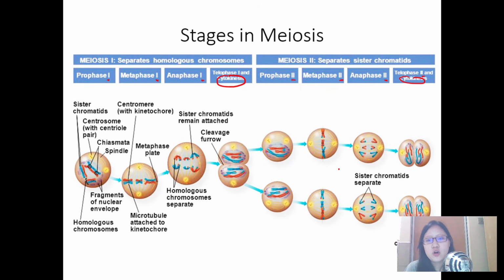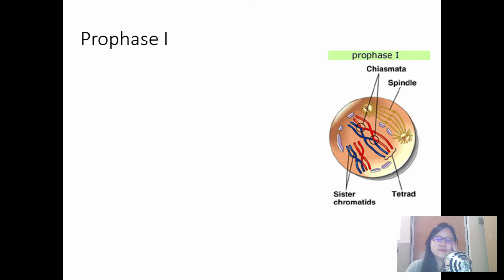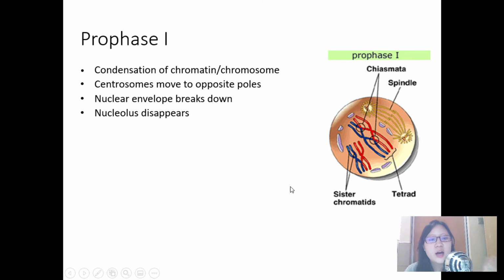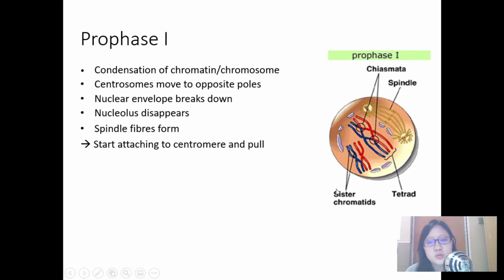Okay, ignore the diagram first. We're going to get to that right now. So prophase 1. These are the things you already know happen in prophase. Condensation of chromatin to form chromosomes that are visible. Centrosomes move to opposite poles. Nuclear envelope breaks down. Nucleus disappears. Spindle fibers form and such, attaching to the centromeres and pulling them to the right position later on.